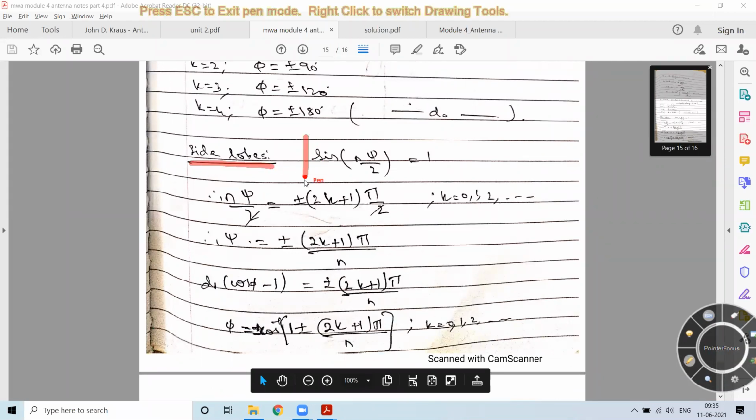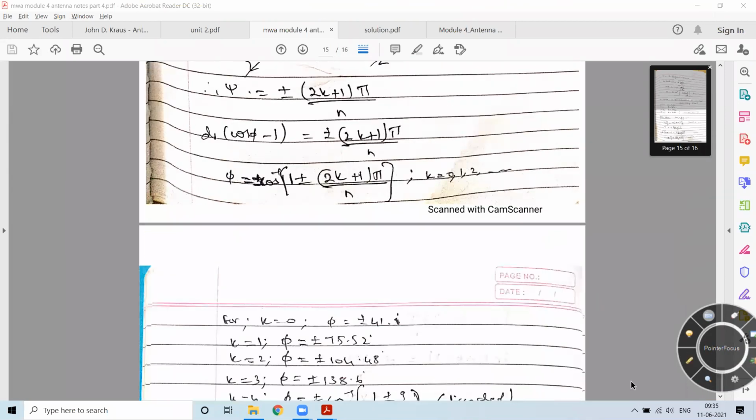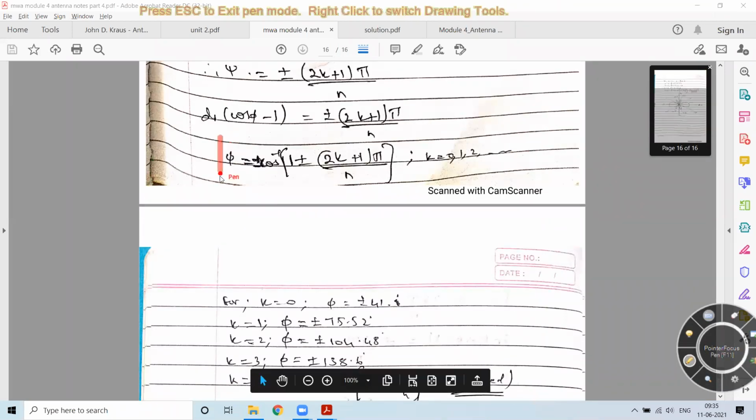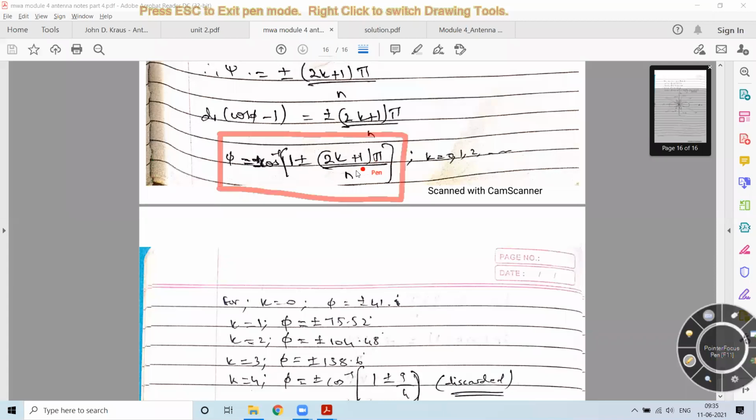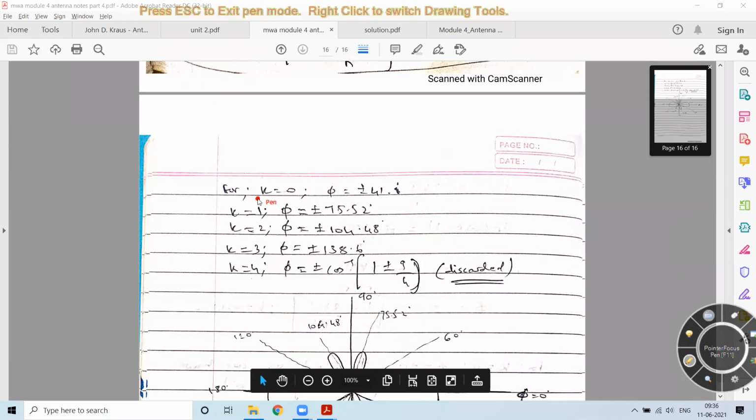So for side lobes, we equate sin n psi by 2 equal to 1. When we simplify this, what we obtain is phi is equal to plus minus cos inverse of 1 plus minus (2k plus 1) into pi divided by n. Now what we need to do is substitute for k equal to 0, 1, 2, 3, and so on.